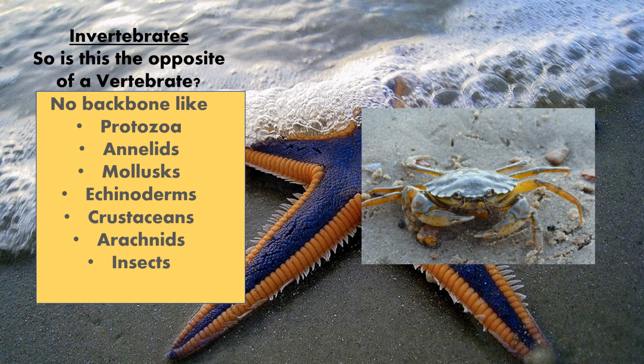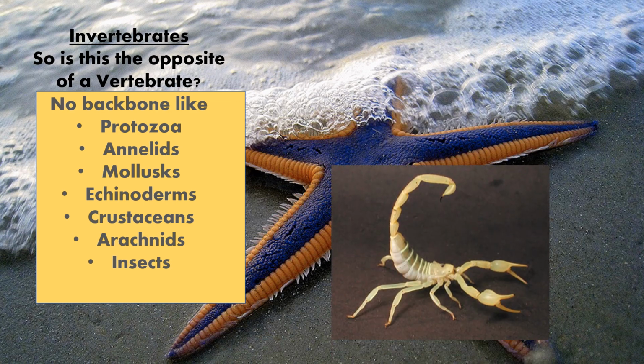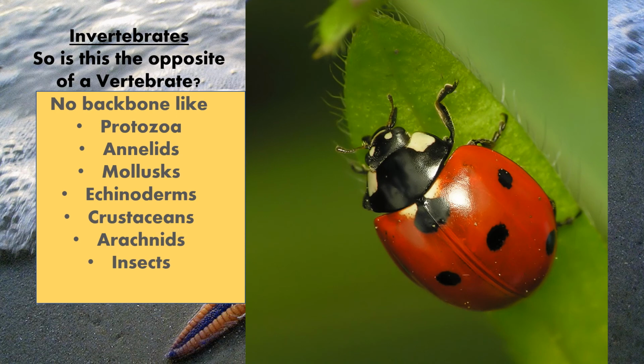Then we have the crustacean, like this crab, who has a hard outer shell. Then we have arachnids, like this scorpion or a spider. And our last category in this area is insects, like this ladybug. Yes, ladybugs do not have a vertebrae.